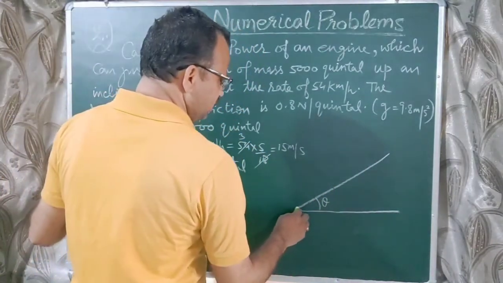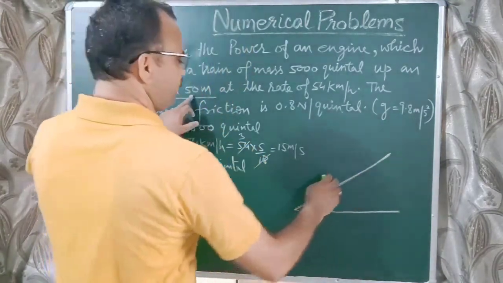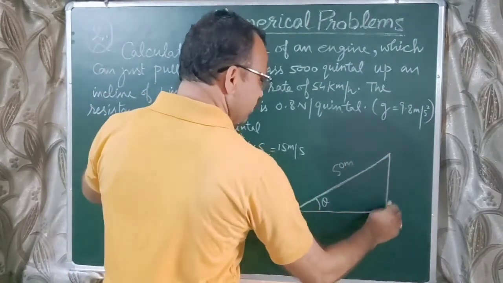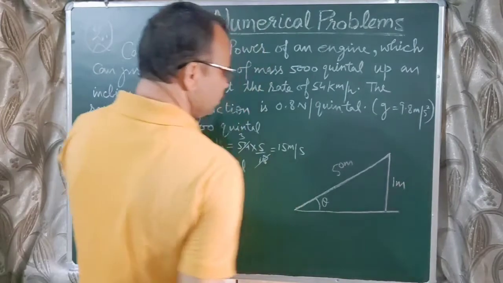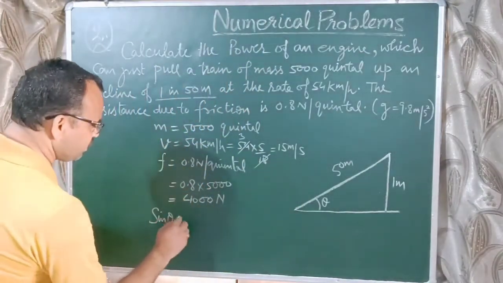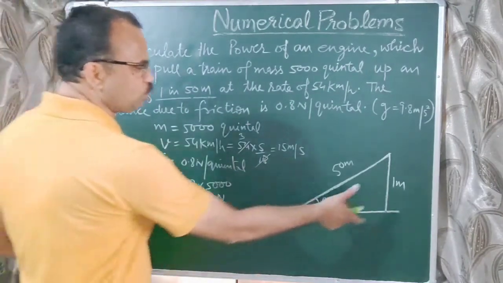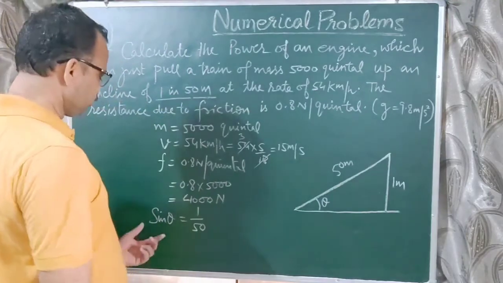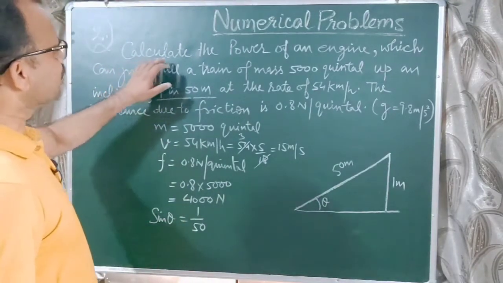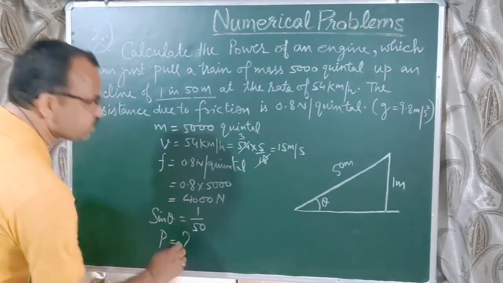When the train covers this distance, suppose this distance is 50 meters, then its vertical height will be 1 meter. So we can say that here the value of sin theta is given by 1 by 50. Sin theta equals perpendicular upon hypotenuse, so its value is 1 upon 50. We have to calculate the power of the engine, means P equals question mark.